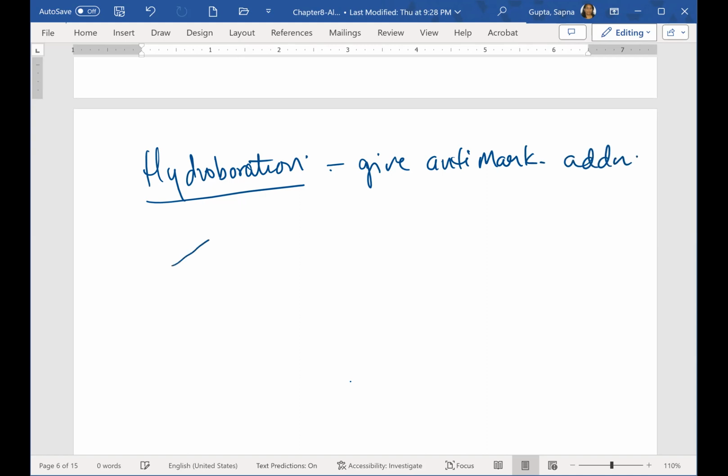So now if you had this kind of an alkene, and you treat this with borane, BH3, I'll just write the reagent again and then explain it to you.